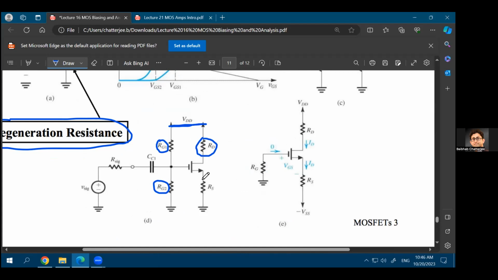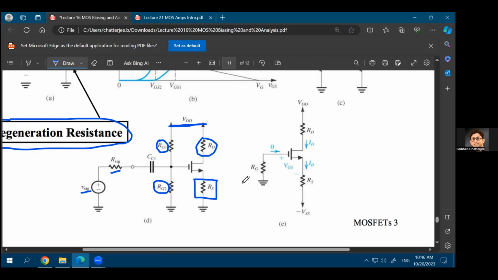But there is another resistance over here, which is RS, the source resistance, the resistance connected at the source of the MOSFET. Right? I'm not talking about the source resistance of the voltage source, which in this case is signified as R signal. So this is V signal, and this is R signal. This RS signifies the resistance that is connected at the source terminal of the MOSFET.